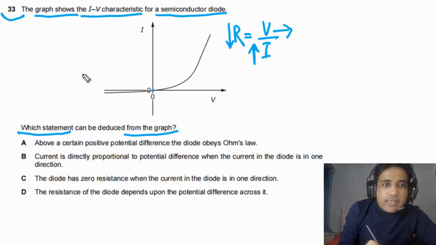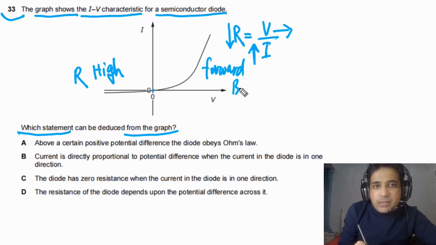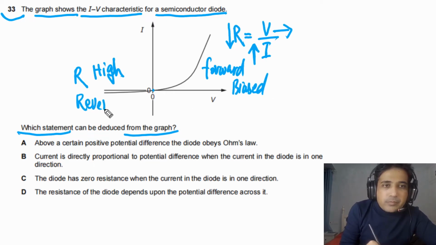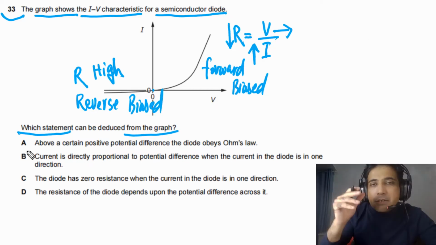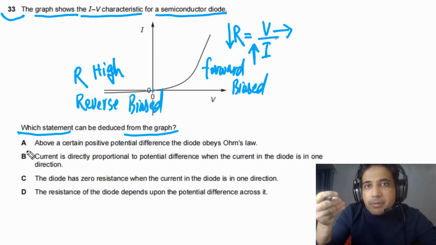But on the left side, the resistance is very high because the increase in current is very little, almost there is no increase in current. So we can say resistance is very high on the left side. Actually this is called forward biased, and this one is reverse biased. Now we have some understanding of this graph. Let's look at the given options and try to find out the best possible option.